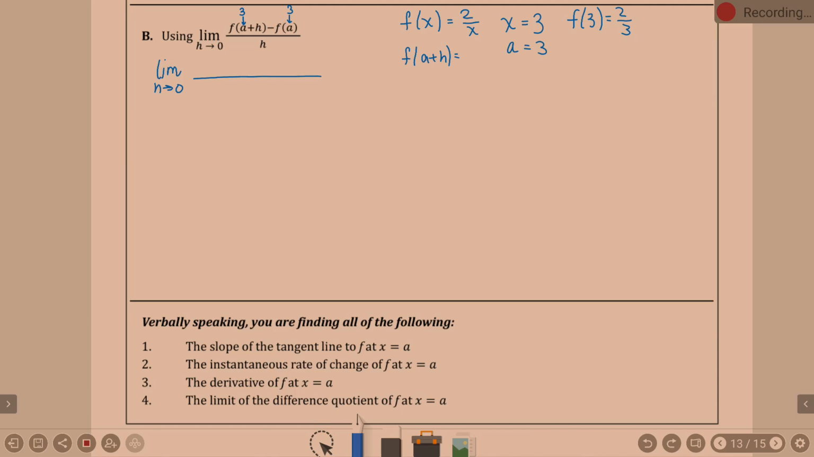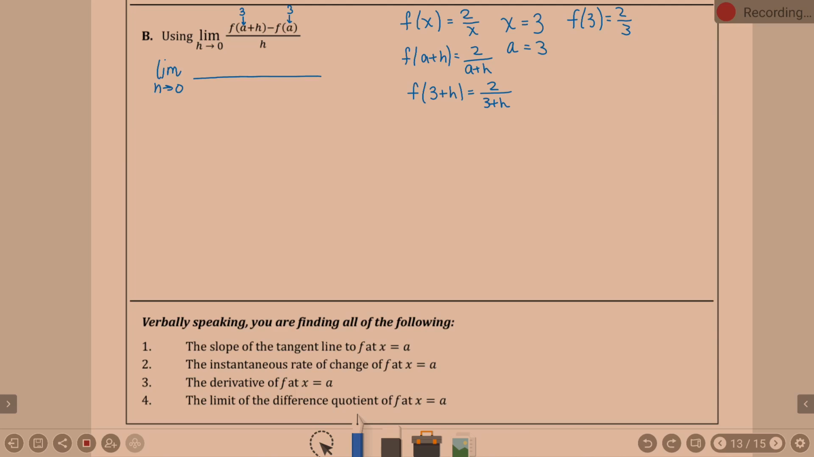So that means this is going to be 2 over A plus H. Oh, or we're trying to do 3 plus H. Every place you see an X, plug in 3 plus H. So instead of 2 over X, 2 over 3 plus H. We did not like that one, did we? All these letters get me confused.